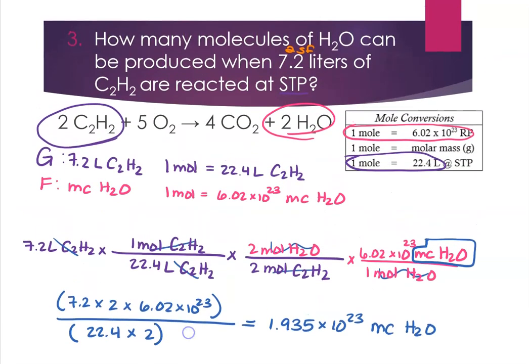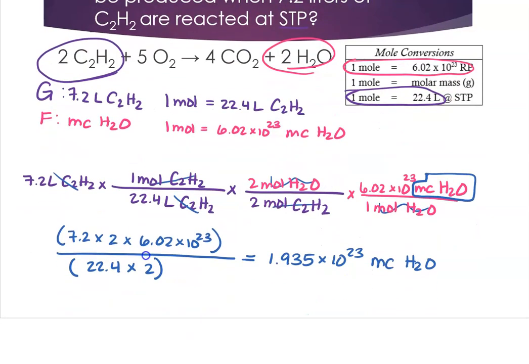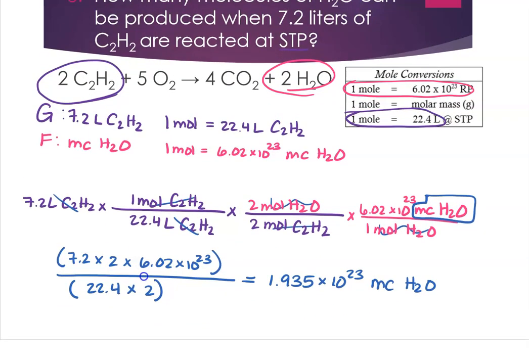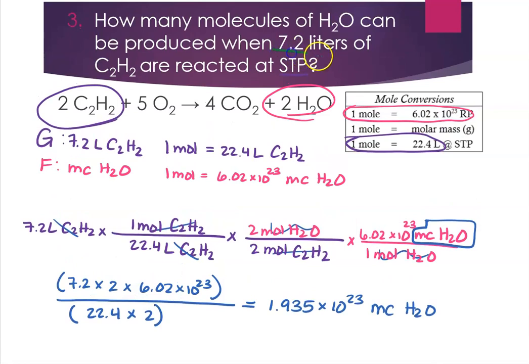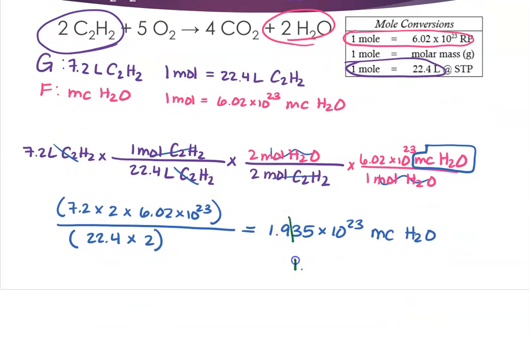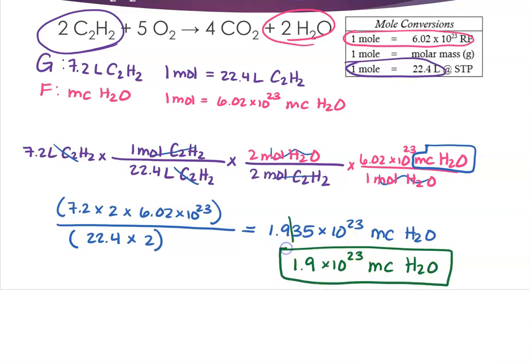So now I check my significant figures. I get 2 significant figures from my problem, so my answer has 2 significant figures, 1.9 times 10 to the 23rd molecules of H2O. All right.